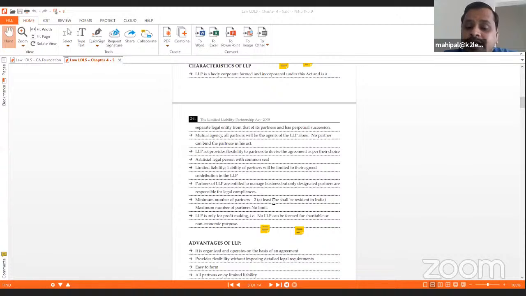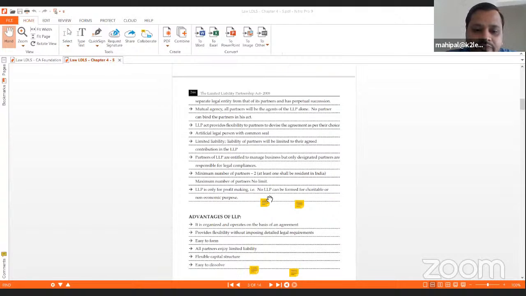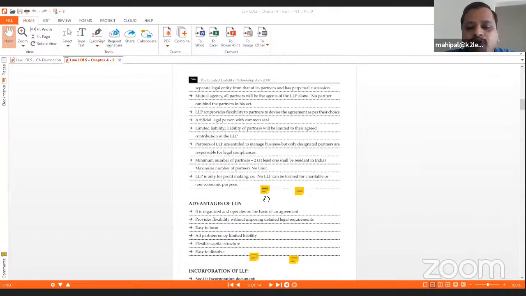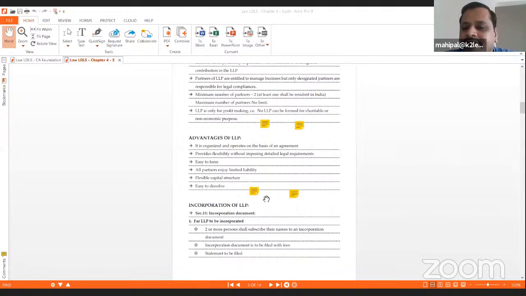All partners are entitled to manage the business, but only designated partners are responsible for legal compliances. There should be a minimum of 2 partners, 2 designated partners, of which one should be a resident in India. Maximum, there is no limit. And LLP is only for profit making, and it cannot be for a charitable purpose. It is easy to form. All partners enjoy limited liability, flexible structure, and it is easy to dissolve.